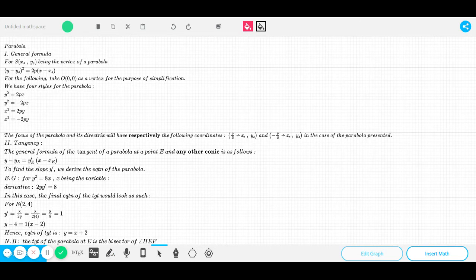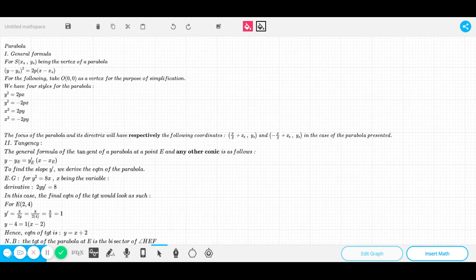So to get the slope of a parabola, we need to derive the equation of the parabola. Otherwise, there's no way to actually find out what y prime is. In this case, it's y prime. Then again, if we had taken x squared, it would be the other way around. So for finding the slope, we derive the equation of the parabola. Let us take the usual simple equation, y squared equal to 8x.